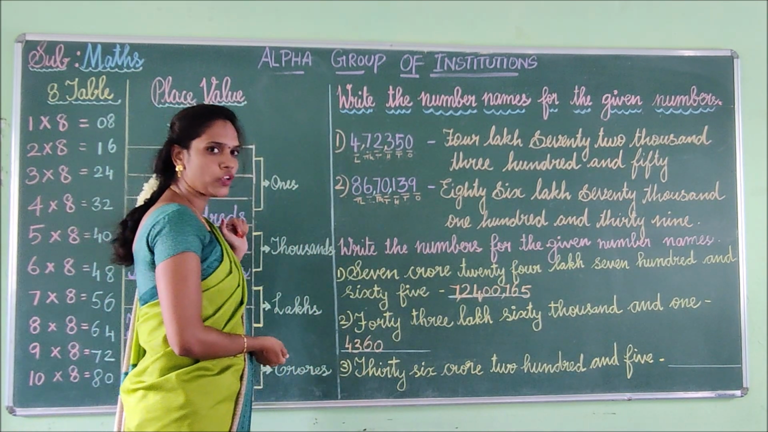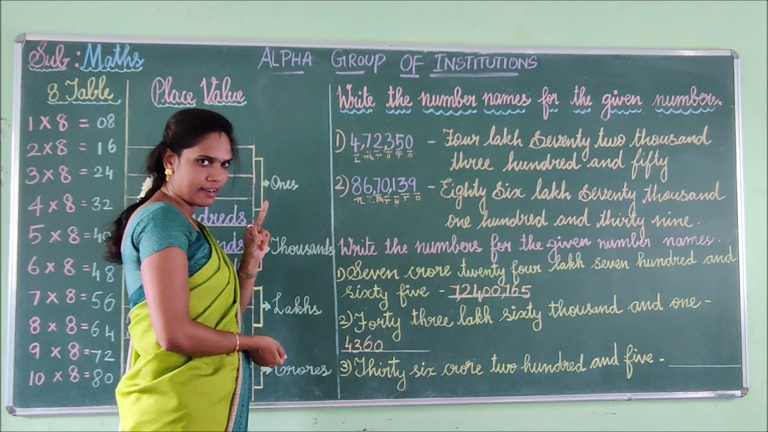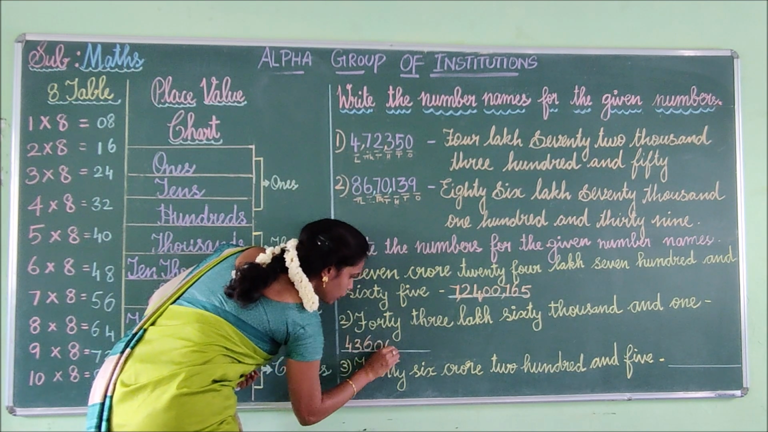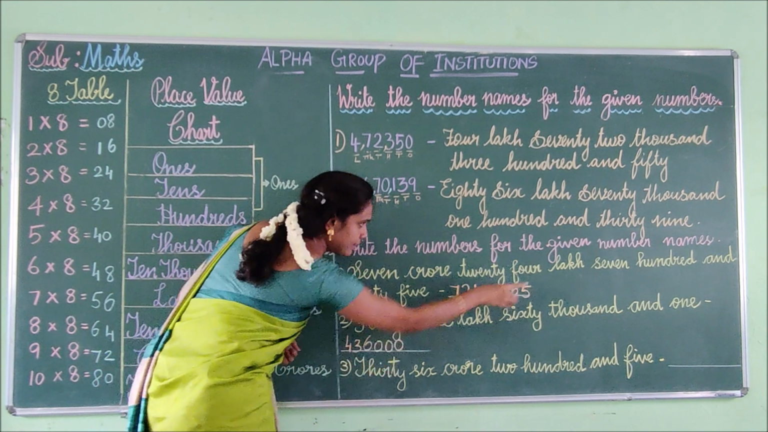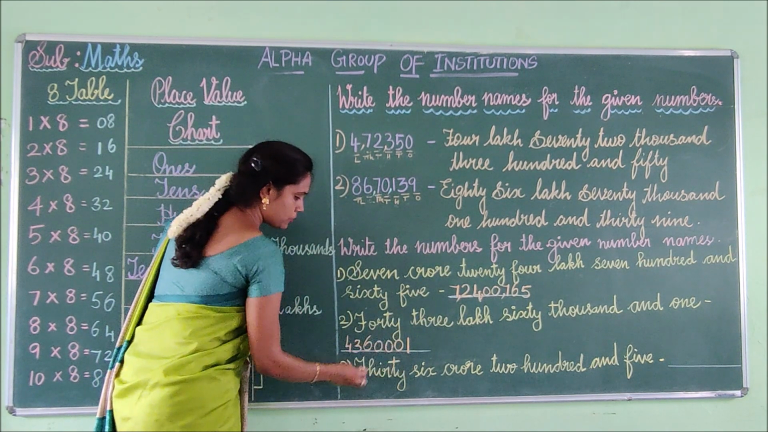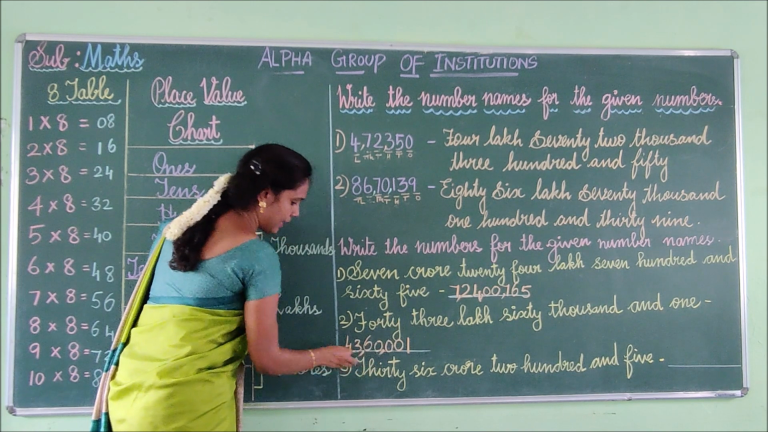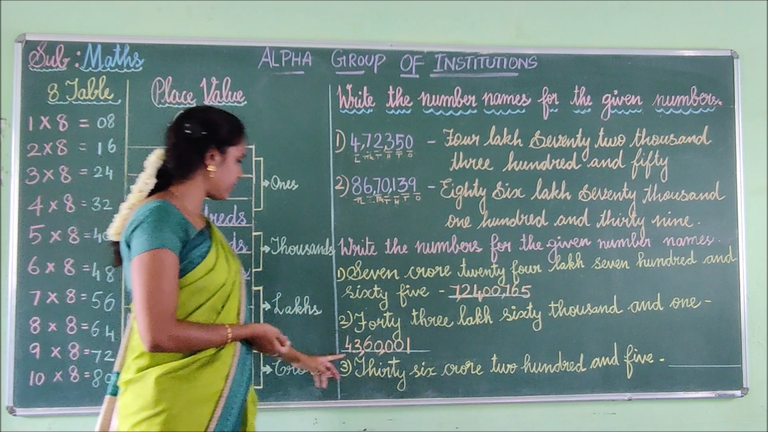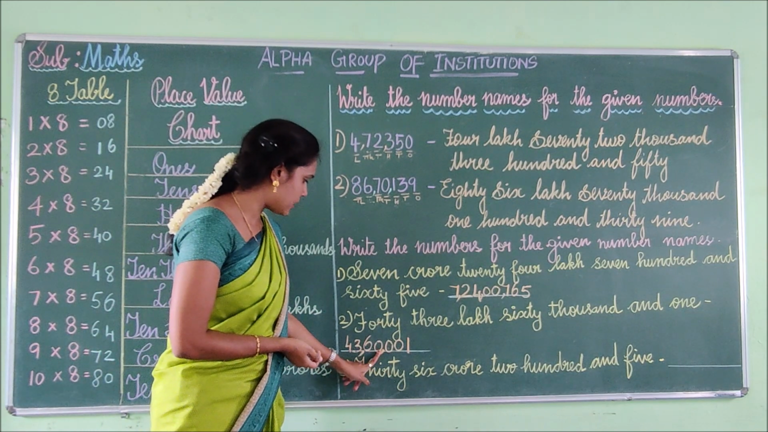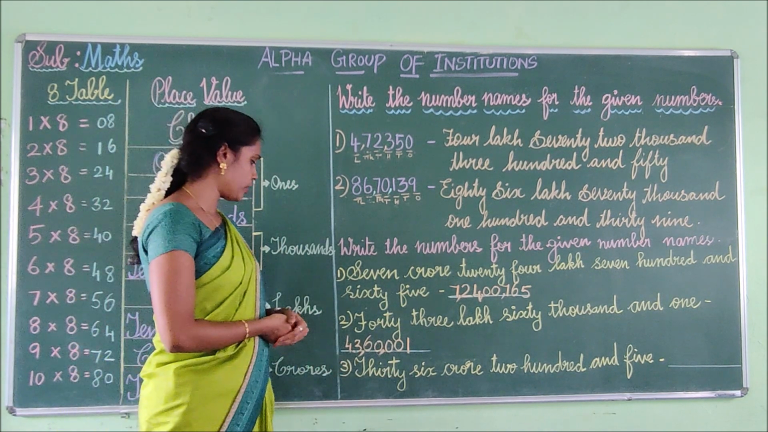Instead of that, what do you have to put? 0. How many 0s? 2 zeros. One is for the 100's place and one is for the 10's place. So you have to put 2 zeros, and then the last number is 1. Now you can put the commas: before 3 numbers, next 2 numbers and next 2 numbers. So this can be read as 43 lakh 60,001. Okay, fine children. Shall we move on to the third problem?